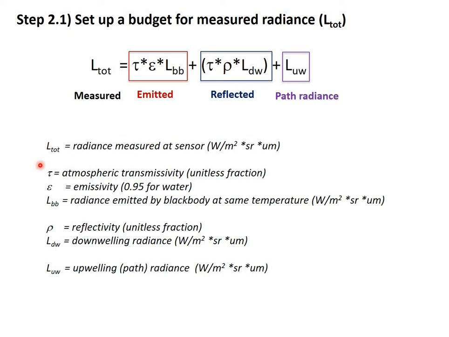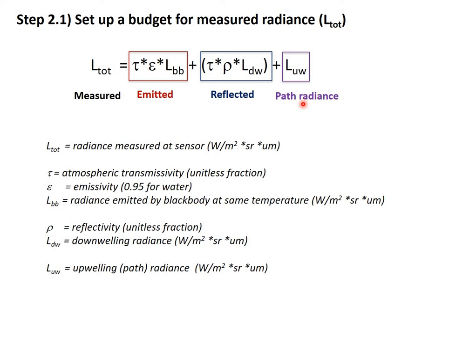So assuming you've now converted to units of radiance, the next thing we're going to do is set up another budget for measured radiance. So if we call measured radiance at the satellite sensor L tot, those photons, or that energy, are coming from 3 different places. Some of them are emitted from Earth's surface. Some are reflected off of Earth's surface. And then some of them come from path radiance.